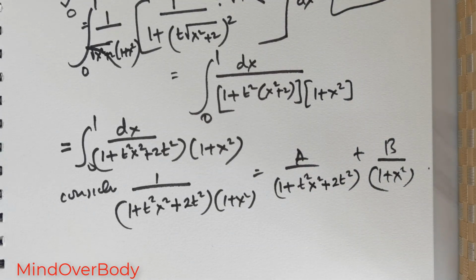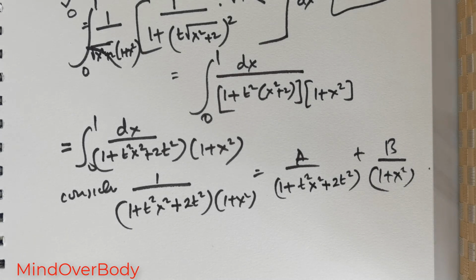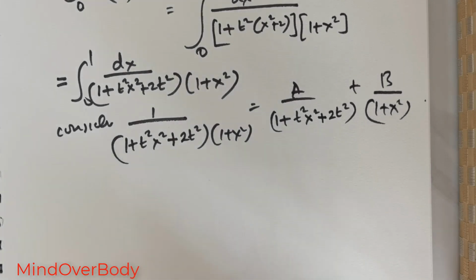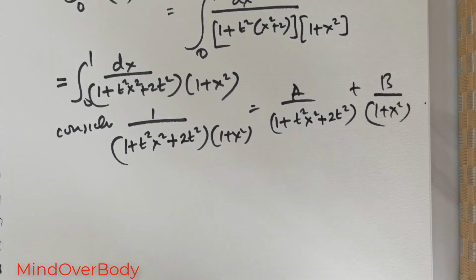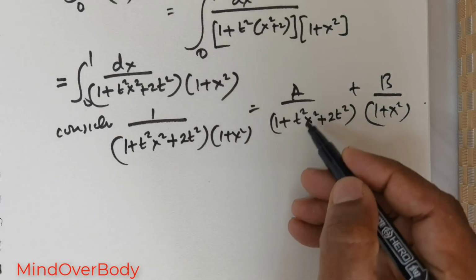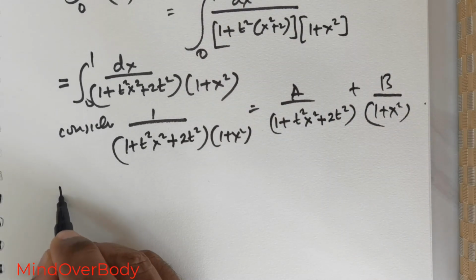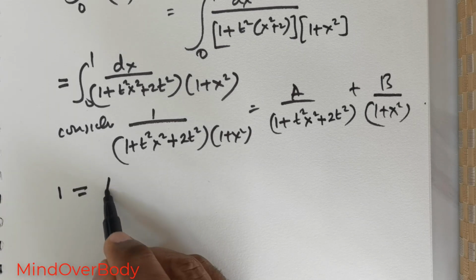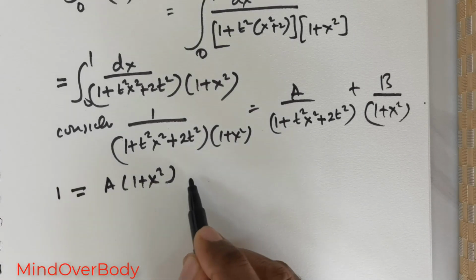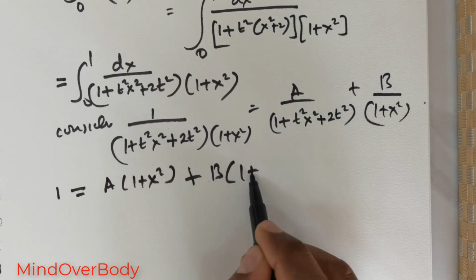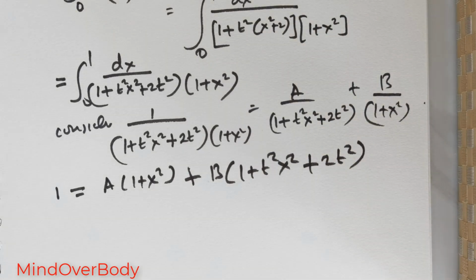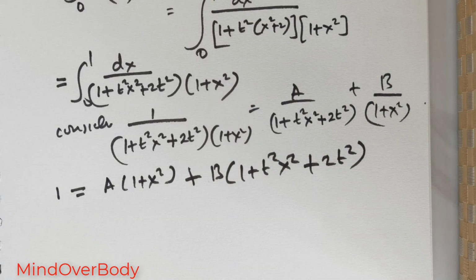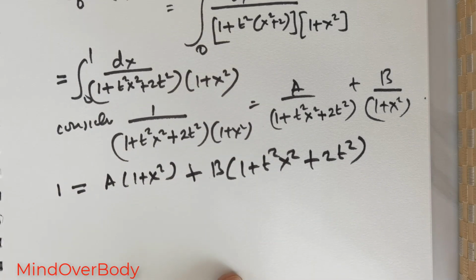So having got that, we need to set up the values. Now the variable in question is x, so t is just a constant. So first I would like to cross multiply and rewrite this as 1 is equal to A times 1 positive x squared plus B times 1 positive t squared x squared positive 2 times t squared. So this is what we've got. Now we will have to eliminate one variable at a time.